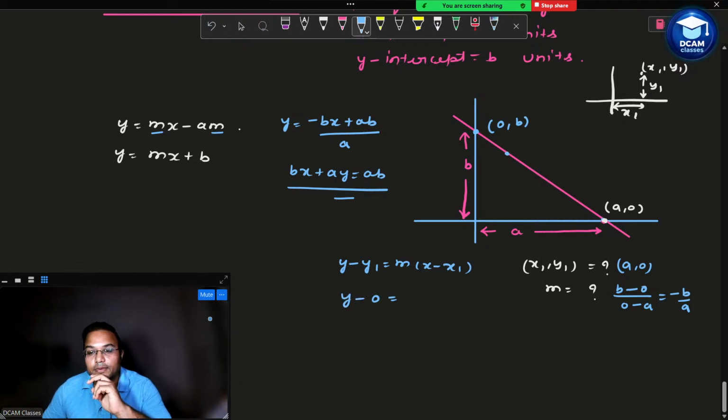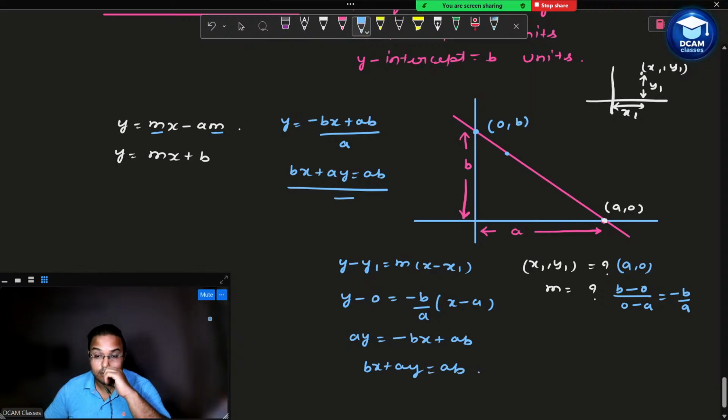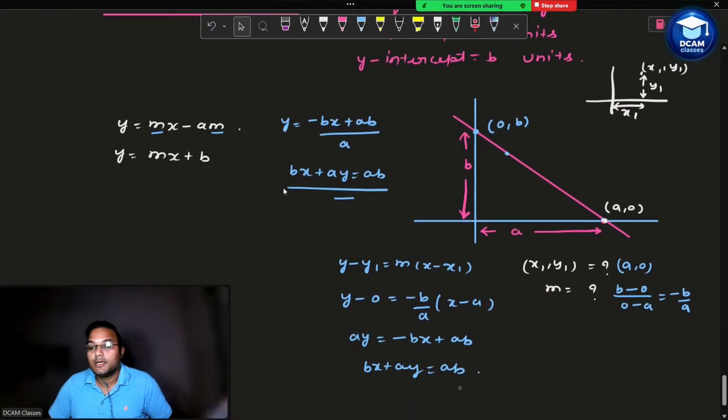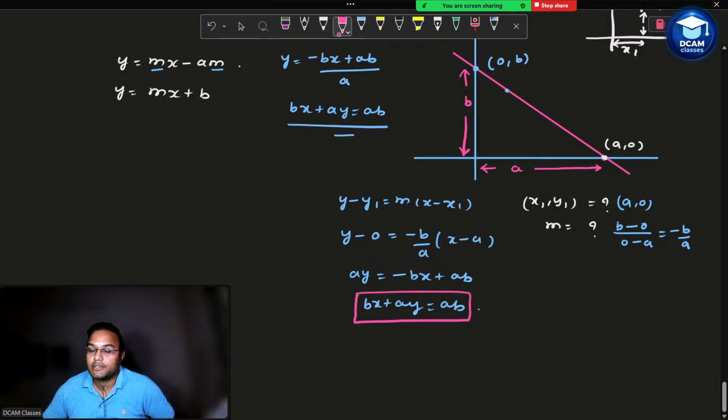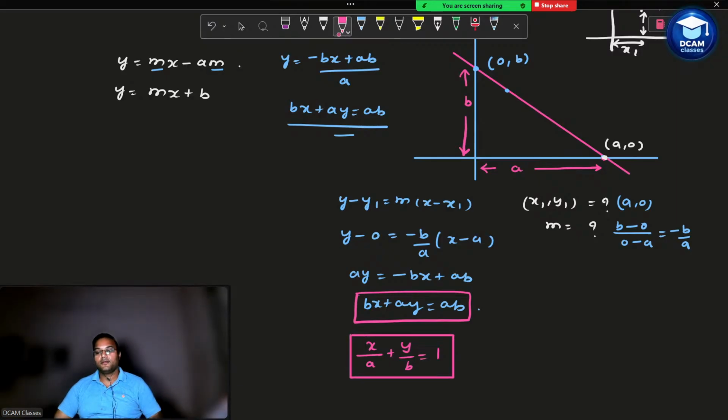Okay? Okay. It will take some practice. I'll give you one question, don't worry. ay is equal to minus bx plus ab. So your equation will be bx plus ay equal to ab. This is the equation that she also got. But actually, in the formulas that they will give you, they will not give you this equation. They divide ab on both sides, so you will get x by a plus y by b equal to 1. Okay?